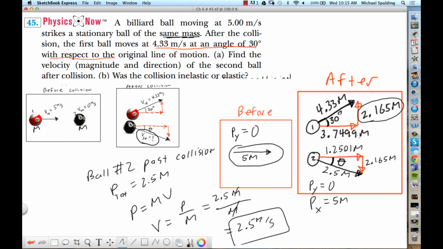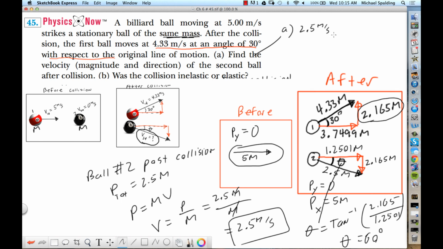And then don't forget the angle, right? How do we get that angle? Inverse trig, inverse tangent. 2.165 over 1.2501. Ba-bam, 60 degrees. So the total answer to part A: ball number 2 is moving at 2.5 meters per second at 60 degrees from the initial line of motion.